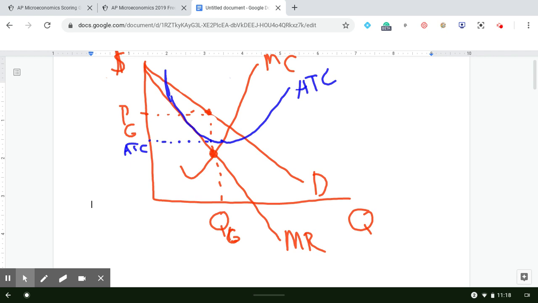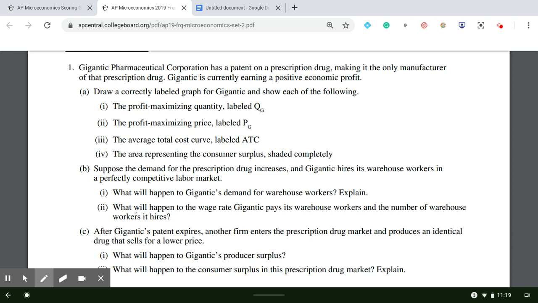Anyway, the next thing is shading this region of consumer surplus. Consumer surplus is underneath the demand curve but above the price. So this represents all the folks that got to purchase this at a price that was below their willingness to pay. So there is some consumer surplus here. All right, so there's number one, just setting ourselves up.